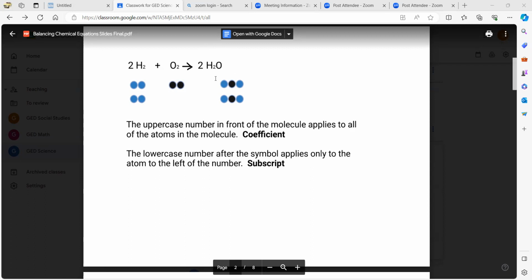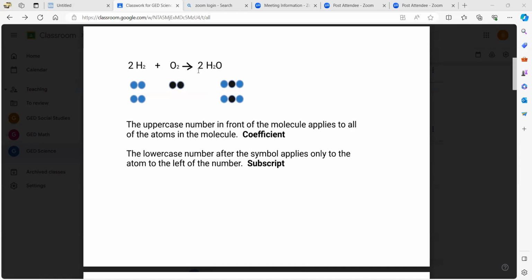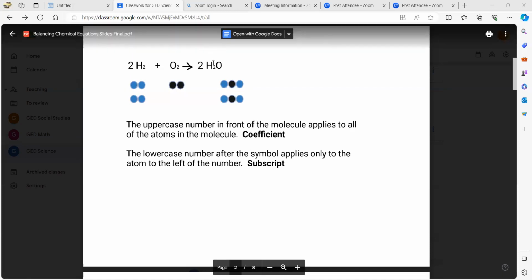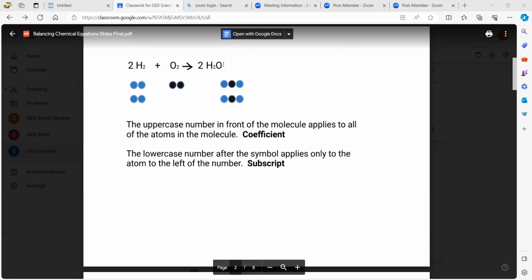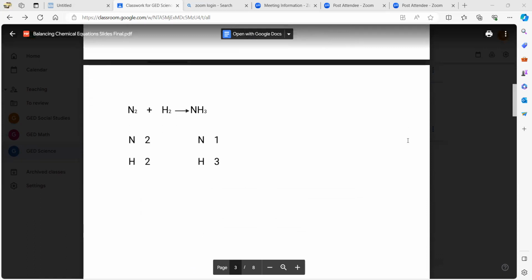Here's 1 H2O molecule. Here's the second H2O molecule. Or you can just think of it as 2 times 2 hydrogens equals 4. 1, 2, 3, 4. 2 times 1 oxygen atoms equals 2. 1, 2. All right, let's move on to the next slide.